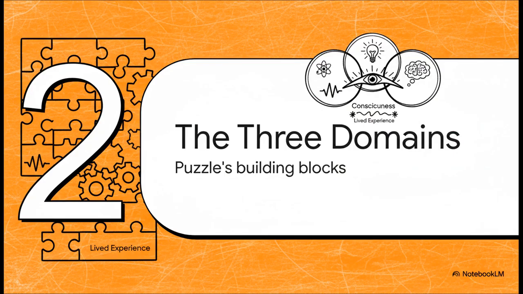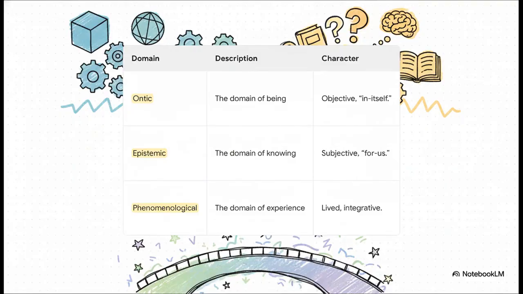Now, to really get this, we're going to need a few key building blocks. Think of these as the tools we need to put this whole model of reality together. Okay, so these 3 domains are called the ontic, the epistemic, and the phenomenological. Yeah, I know, they sound super academic and complicated, but trust me, the ideas behind them are actually pretty straightforward. Let's break down what each one really means.